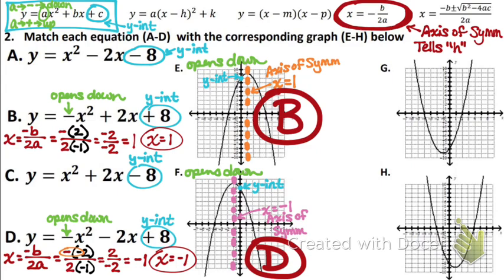You could use factored form, absolutely. If you had decided that you wanted to factor these, yes, you could do that. And then if you chose to factor them, what would you be looking for on the graph then? The x-intercepts, yes. That is another completely valid way that you could go about figuring out which ones match.